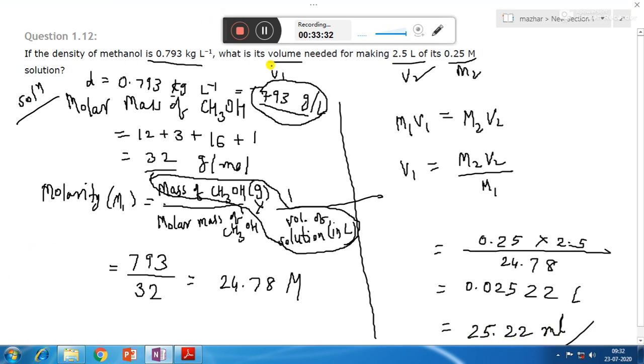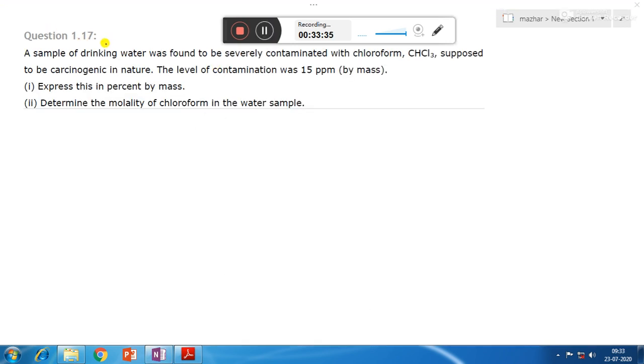Now let us see the next question, number 17. A sample of drinking water was found to be severely contaminated with chloroform, CHCl3, supposed to be carcinogenic in nature. Carcinogenic means cancer producing. The level of contamination was 15 parts per million by mass. Express this in percentage by mass, that is percentage weight by weight. And number 2 is determine the molality of chloroform in the water sample.